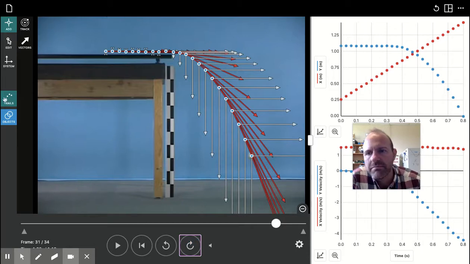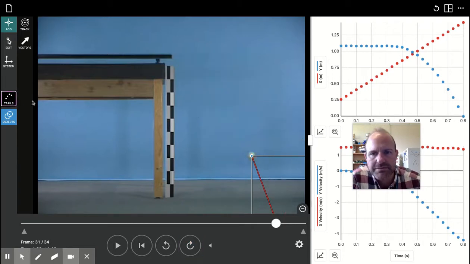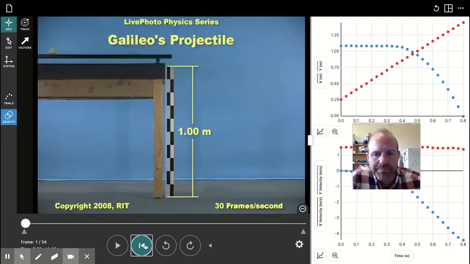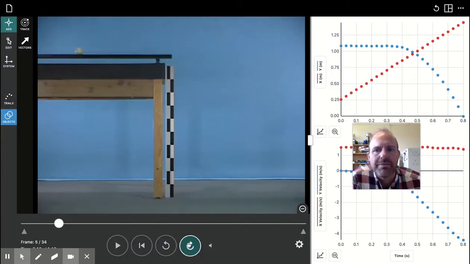So if we turn off this trail to see everything, and we jump back to the beginning, we can step through this until I start tracking it.